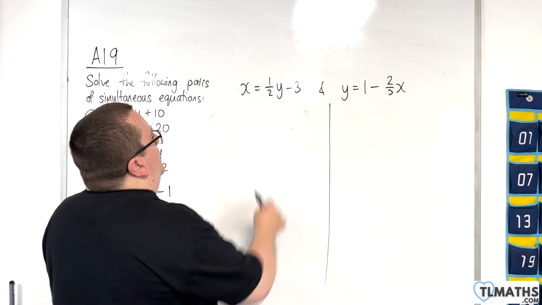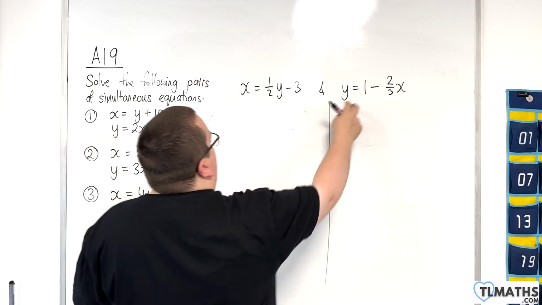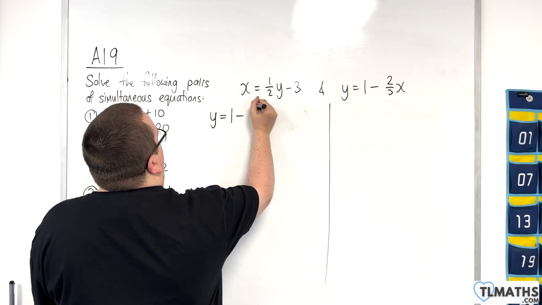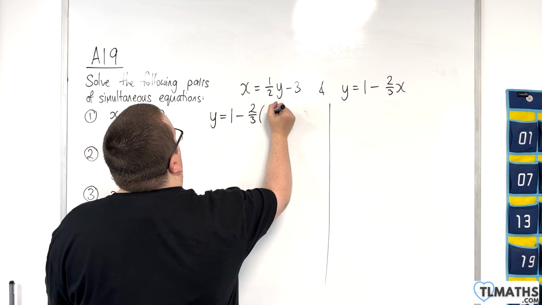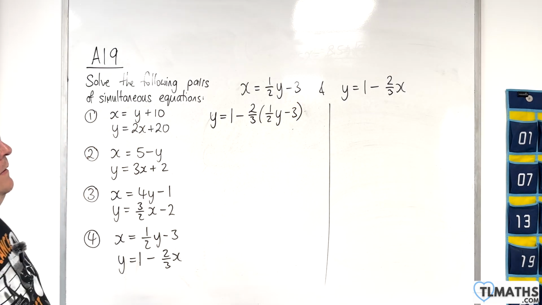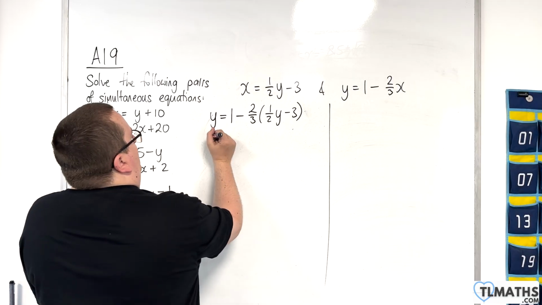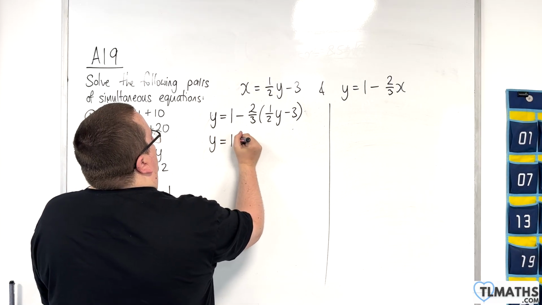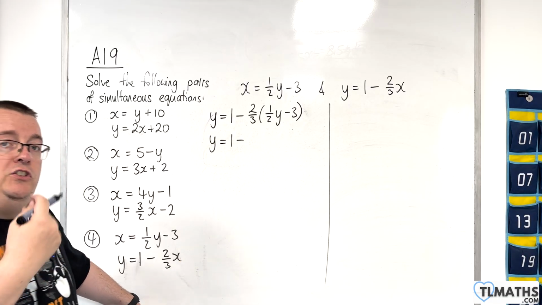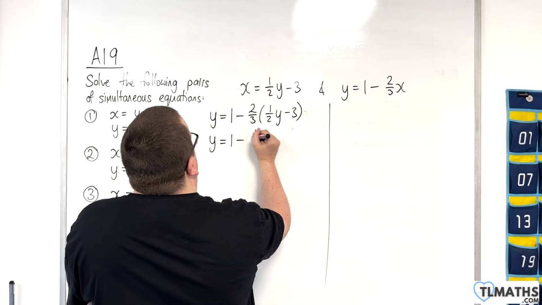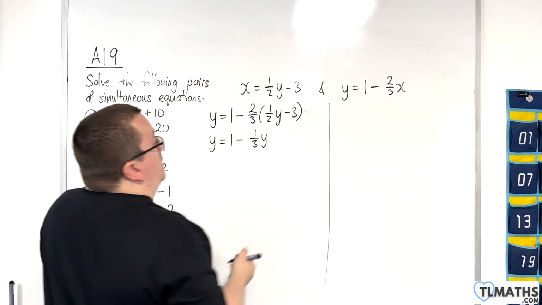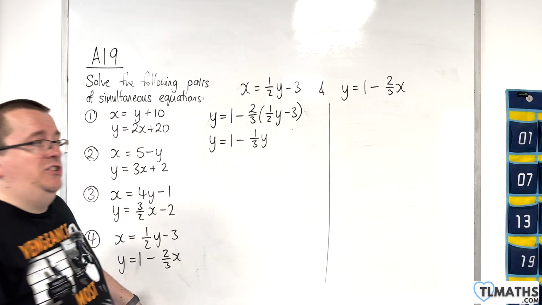So let's substitute the first one into the second one first. y equals 1 take away 2/3 of 1/2 y take away 3. So let's expand the bracket. So 1 take away. Now 2/3 times 1/2 is 2/6, which is 1/3. So 1/3 y. And then we've got 2/3 times 3, which is 6/3, which is 2.